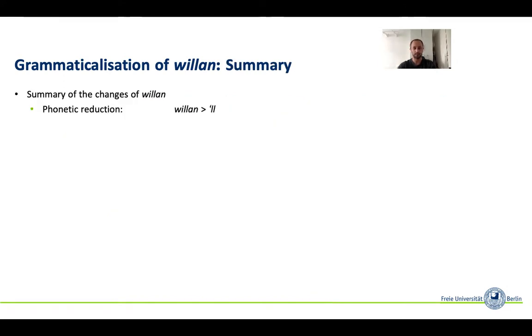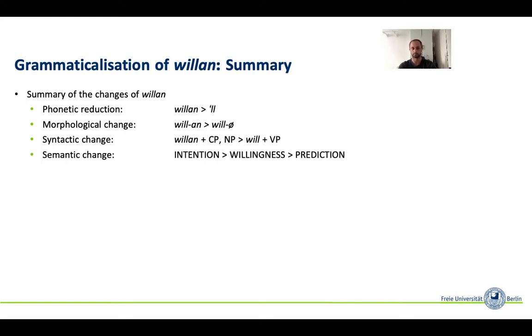All right, so what have we seen? We've seen a reduction in form, a phonetic reduction from willan to 'll. We've seen also morphological change, which is something that happens as well, from willan to will, right? The infinitive marker gets lost. We've also seen a syntactic change, right? So willan that used to be complemented by a full clause and a noun phrase develops over time to will that is complemented only by a verb phrase. And then, most importantly for our discussion right now, we've seen a change of the meaning, right? We go from something like intention, desire, wish, to willingness, readiness, and we end in prediction about the future and eventually simply future.